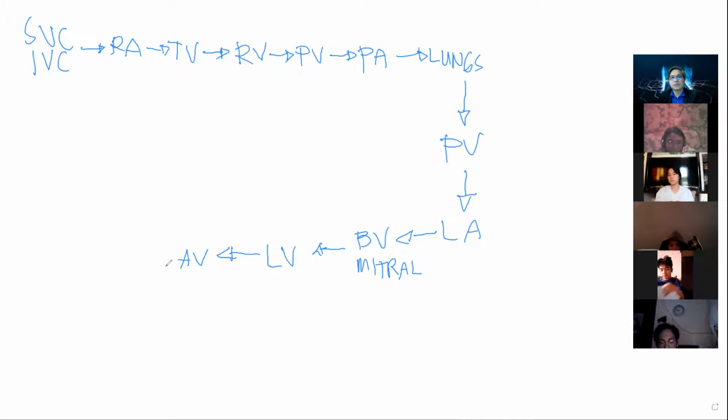Okay. From the aortic valve, blood will go now to... because it is already pumped in the left ventricle, and the aortic valve prevents backflow. Blood will go now to the aorta, the largest artery in the body. From the aorta, blood will go now to the different parts of your body.